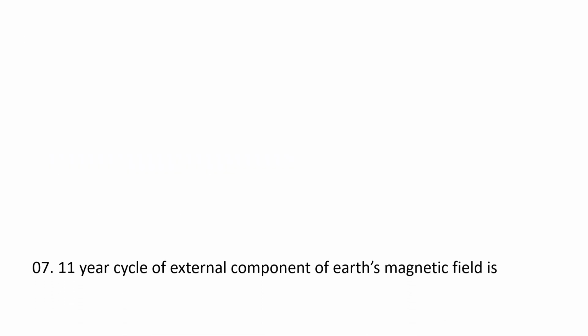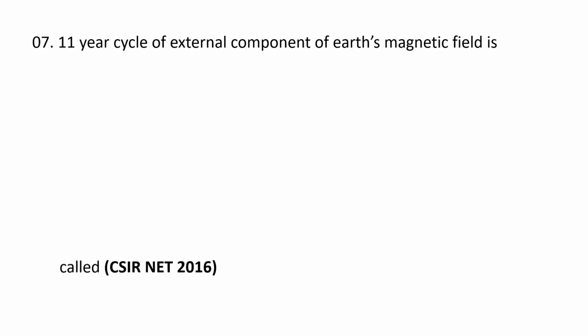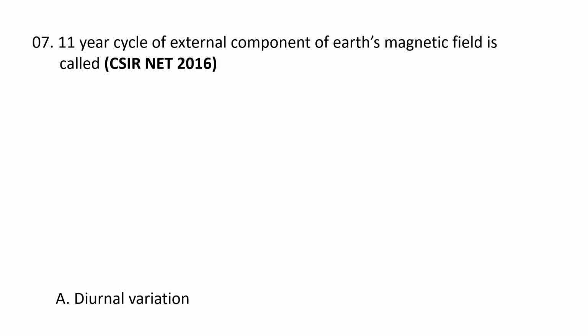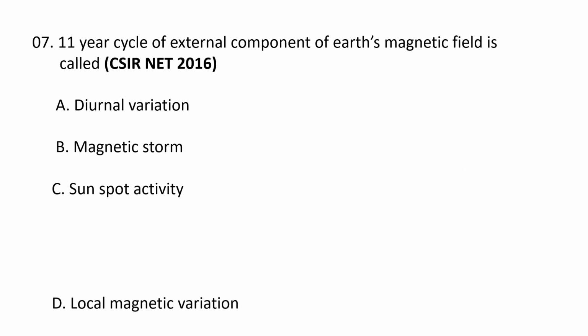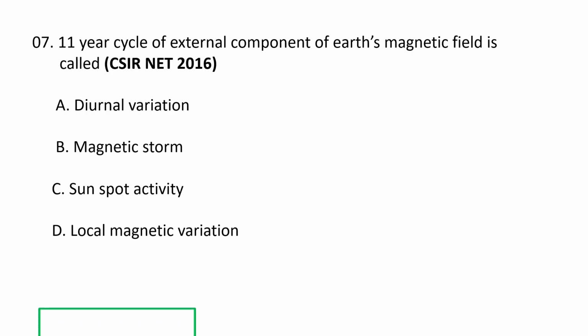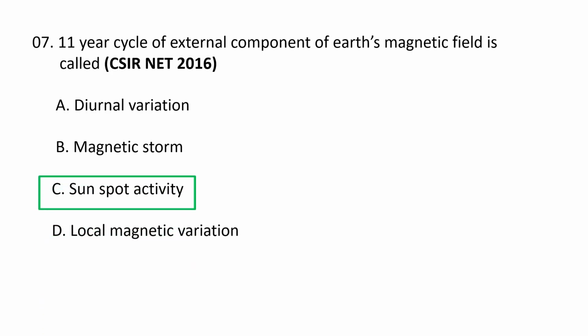Next question. 11-year cycle of external component of the Earth's magnetic field is called A. Diurnal variation, B. Magnetic storm, C. Sunspot activity, D. Local magnetic variation. The correct option goes as C.